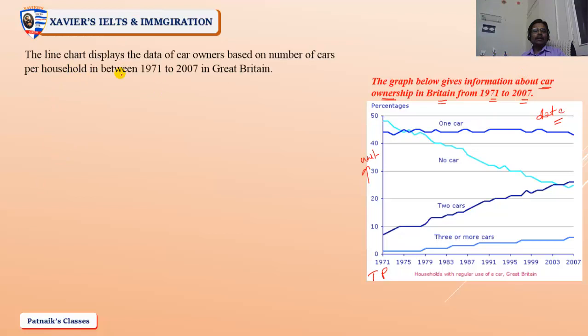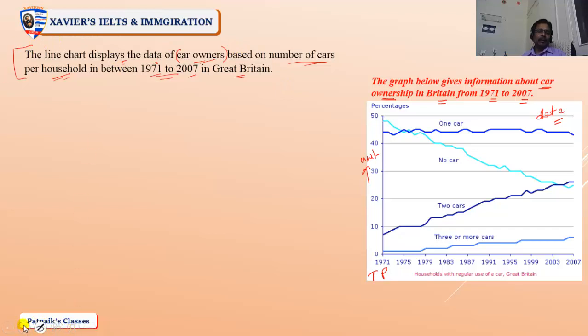See, the line chart displays the data of car owners based on the number of cars per household in between 71 to 2007 in Great Britain, right? I've taken almost all the things from the heading. I mentioned the time period and the place, and then car owners. Car ownership, I wrote it as car owners, and then cars per household in between 71 to 2007. That means almost everything I have covered in my introduction.